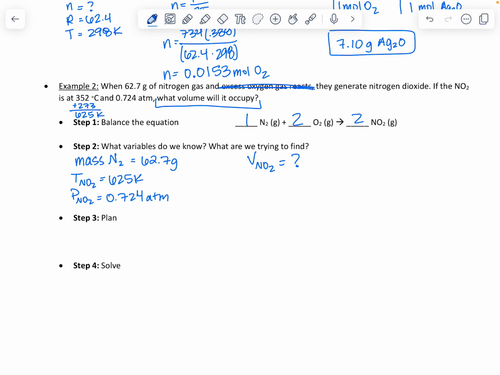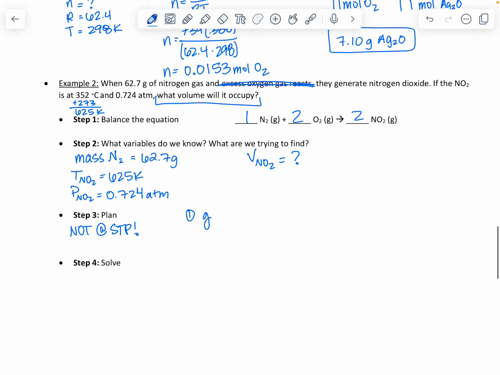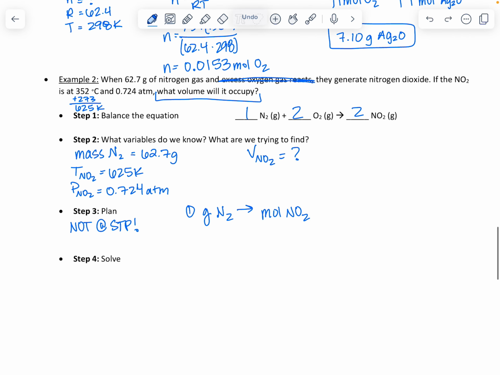So our first step is, notice we're not at STP. We are not at standard temperature. We are not at standard pressure. So again, we cannot use 22.4. We are not at STP. So our first step is we're going to go from grams of N2, that was our given, and we're going to go to moles of NO2 using stoichiometry.